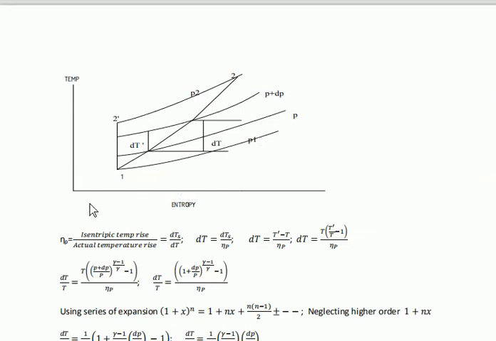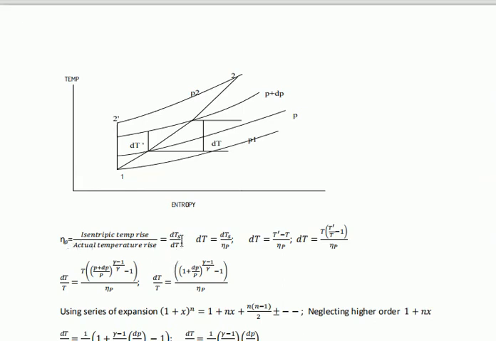First, we know that the polytropic efficiency is equal to the isentropic temperature rise divided by the actual temperature rise. In this diagram, what is the isentropic temperature rise? This dT is the isentropic temperature rise, and from this point to this point is the actual temperature rise. That will give us the polytropic efficiency.